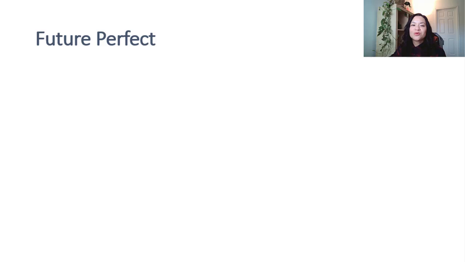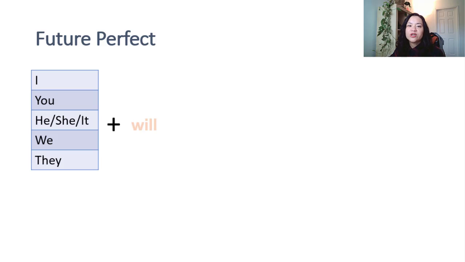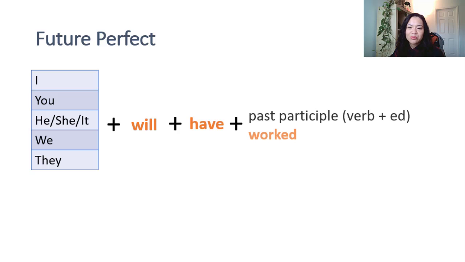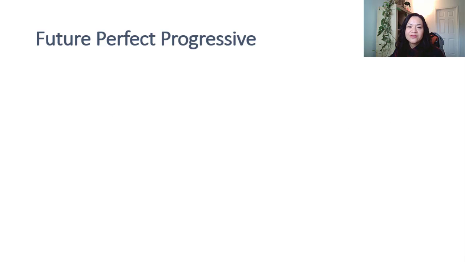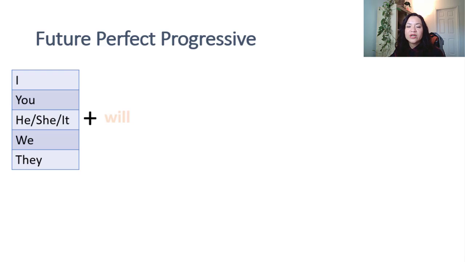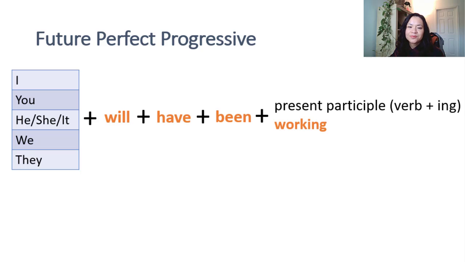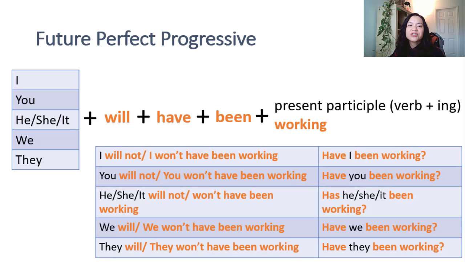Moving on to future perfect and future perfect progressive. Future perfect uses will plus have plus the past participle. Will is the auxiliary verb for negatives and questions. Future perfect progressive, on the other hand, uses will plus have plus been plus the present participle. Again, remember that only action verbs and not stative verbs need to be used with this verb tense.